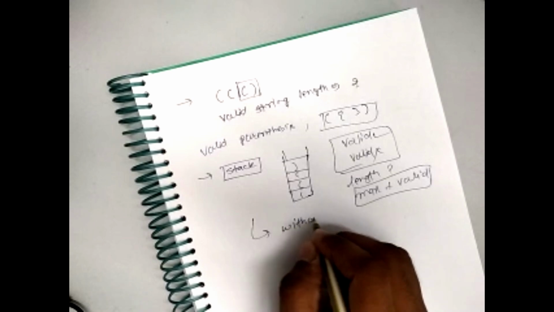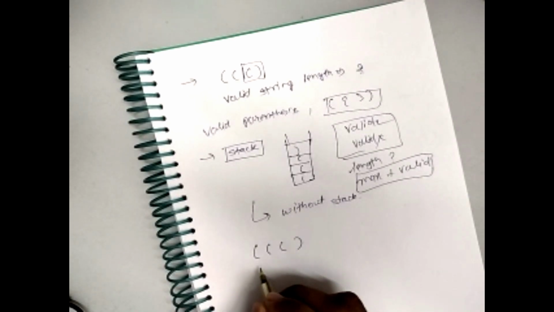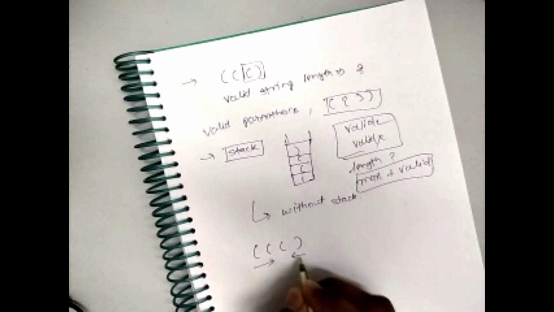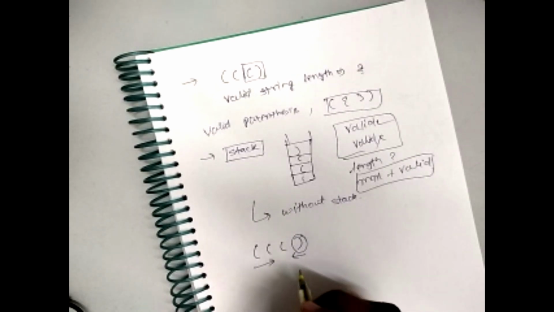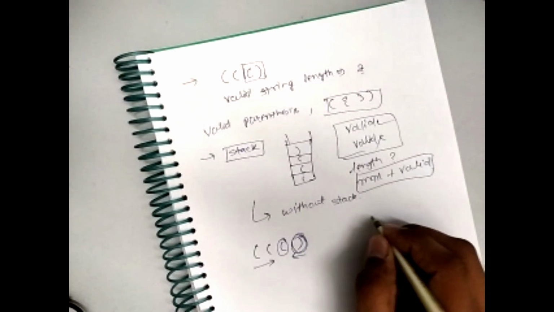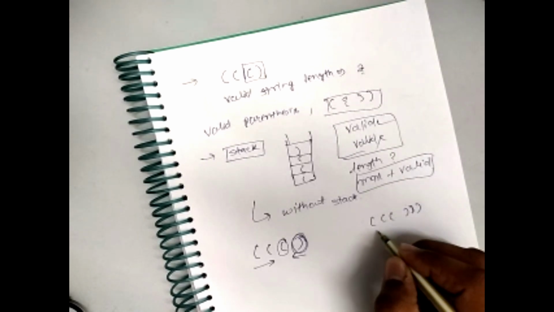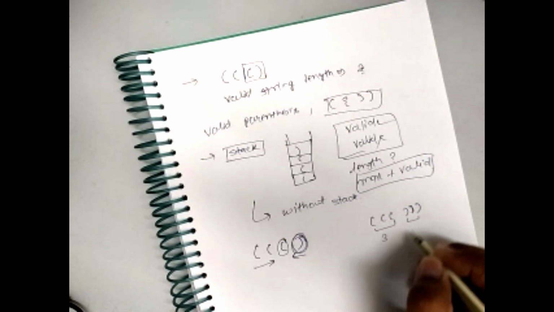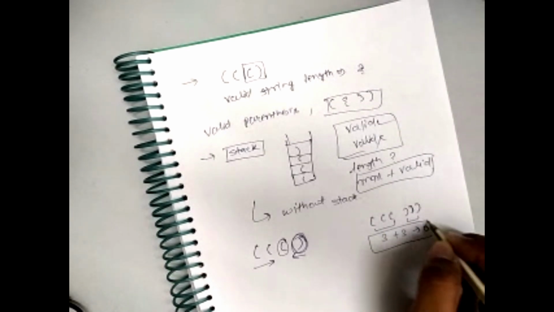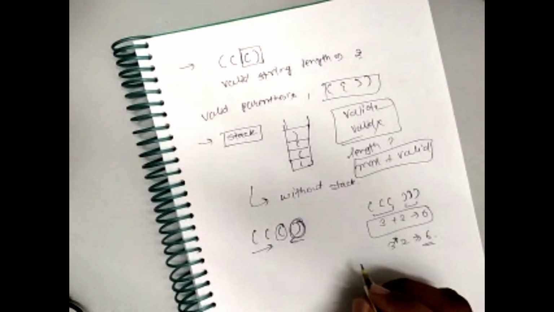What can we do without a stack? One thing that comes to mind is to count how many open braces and how many closed braces there are. From that we can count the total number, open braces plus closed braces. Let's say there are 3 open braces and 3 closed. From here you can say 3 plus 3 is 6, or 3 multiplied by 2 is 6, is the valid length that you can get out of this.